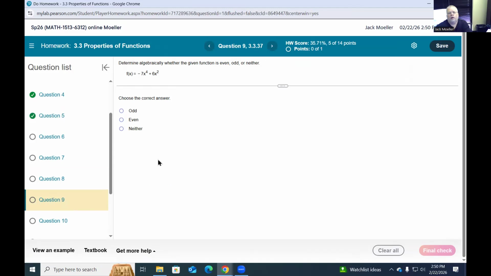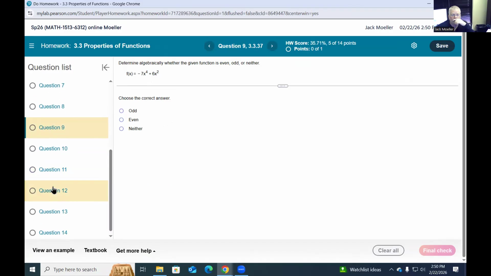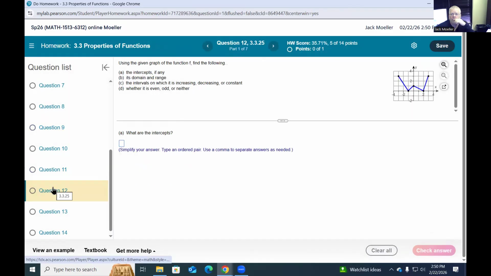All right, so now algebraically determine if it's even, odd, or neither. So this is where you plug in -x, and if it's exactly the same, it's going to be even. If everything is changed, it's going to be odd. If some signs are changed, some are not, then it would be neither. We just did those examples. All right, and then at the end of this, they get into putting them all in the same one.